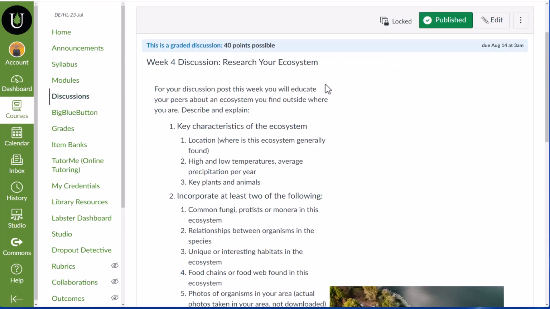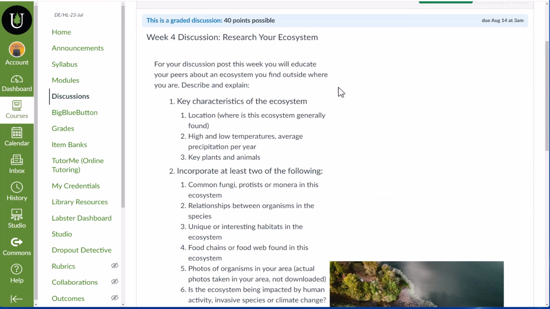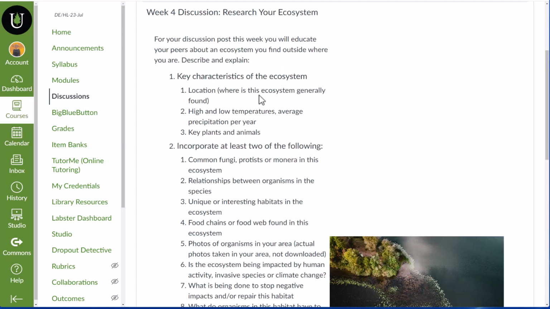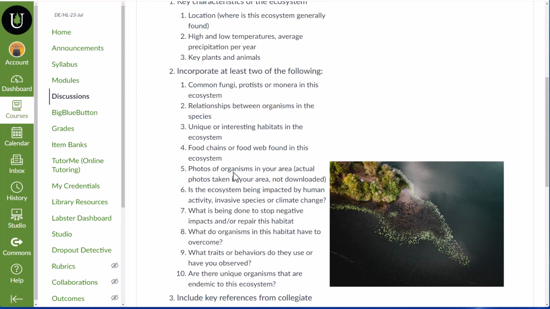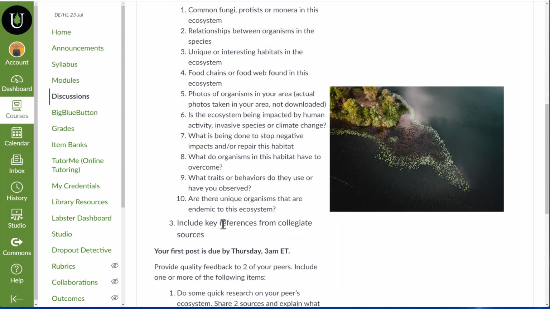For your discussion this week, you're going to research the ecosystem where you live, your local ecosystem. You're going to list some of the characteristics of this. So where are you? What is the temperature and rainfall like in that area? What are some of the major plants and animals? And it wants you to make sure that you incorporate at least 2 of the 10 items that are listed here. Notice when it says photos of the organism, it wants you to actually take these photos, not download them. You don't have to include photos, but if you do, they need to be your own photos. And then you need to include some key references.